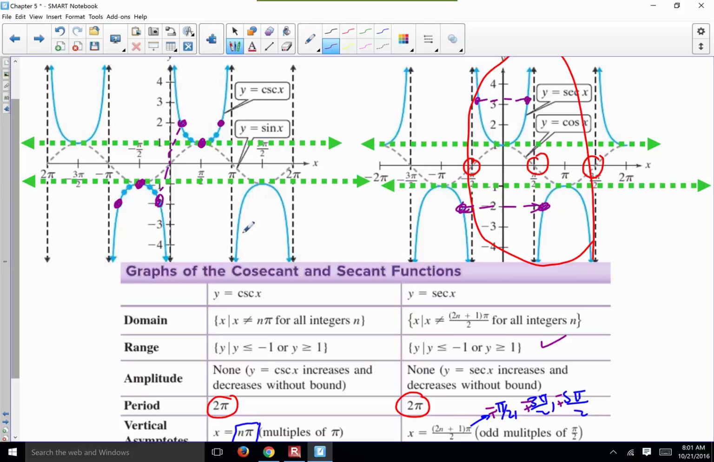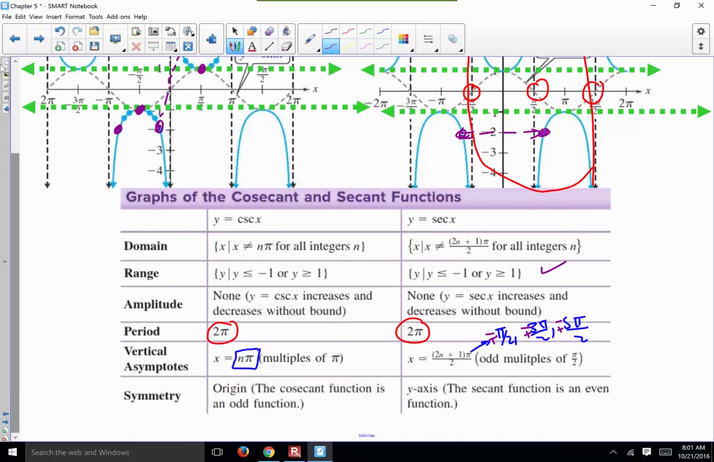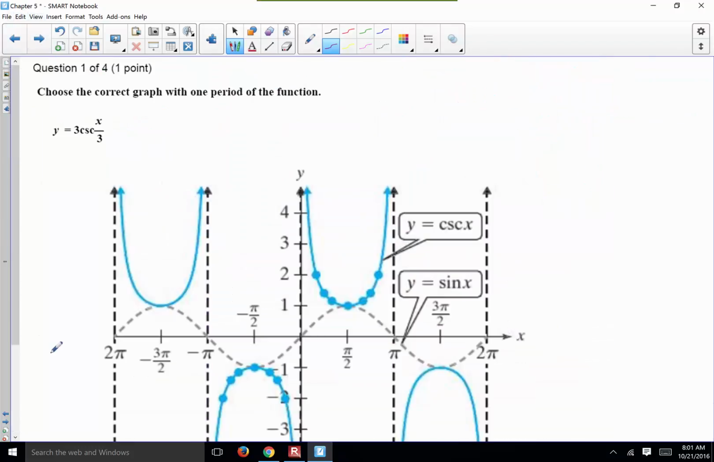Okay? So these are worth mentioning. What we are going to do is make a picture of cosecant. By the way, this is not the final picture. This is the picture of only cosecant. We are going to transform this picture according to x over 3 inside. It's not just x, and 3 outside.